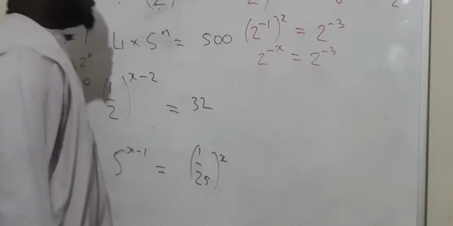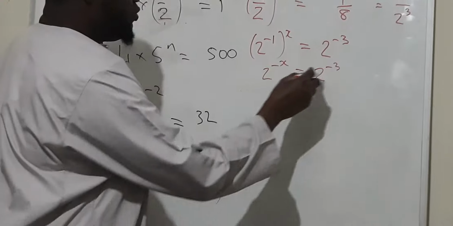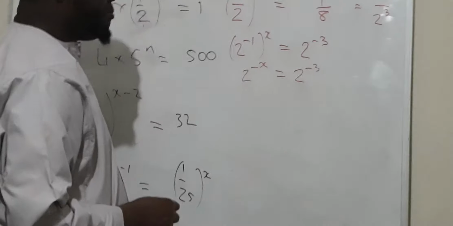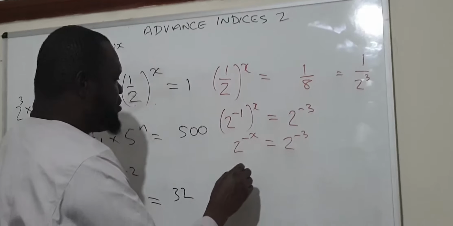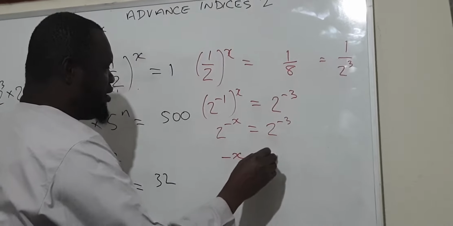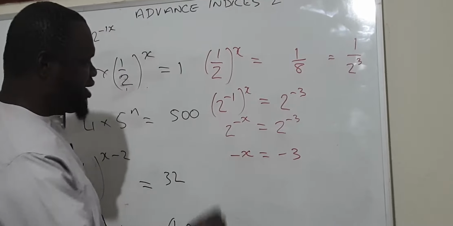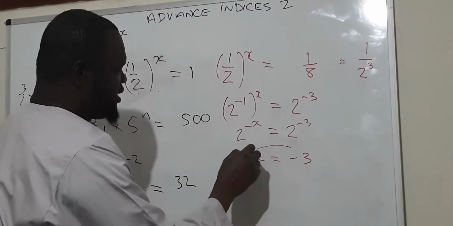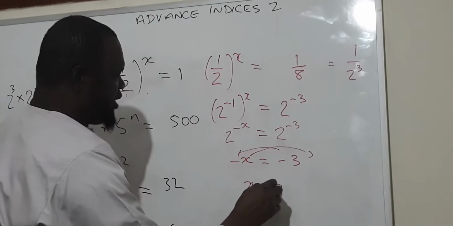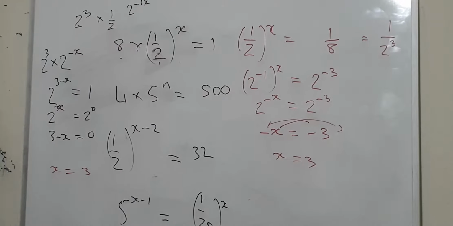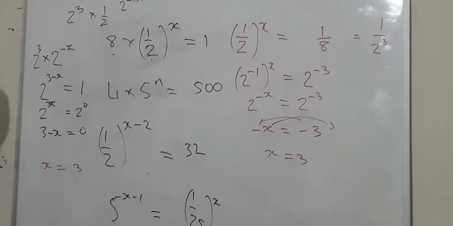Now, because the bases are the same, we compare the indices. So this means minus x is equal to minus 3. Now just cancel the minuses, or we move this here and move that there. So x is equal to 3. Do you all get that one?